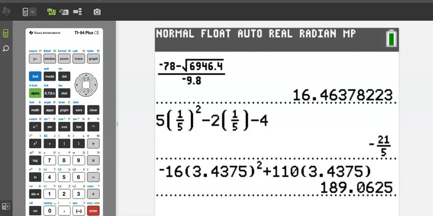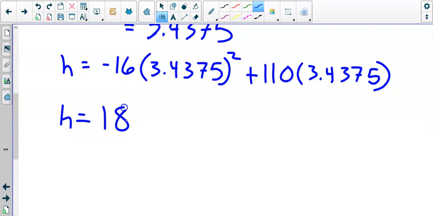How high was the arrow? Rounded to the nearest whole, 189. 189 feet in the air, and it takes 3.4375 seconds to get there. So, 189 feet. Cool beans? Last one. We did it. Yay. In only 3 hours.